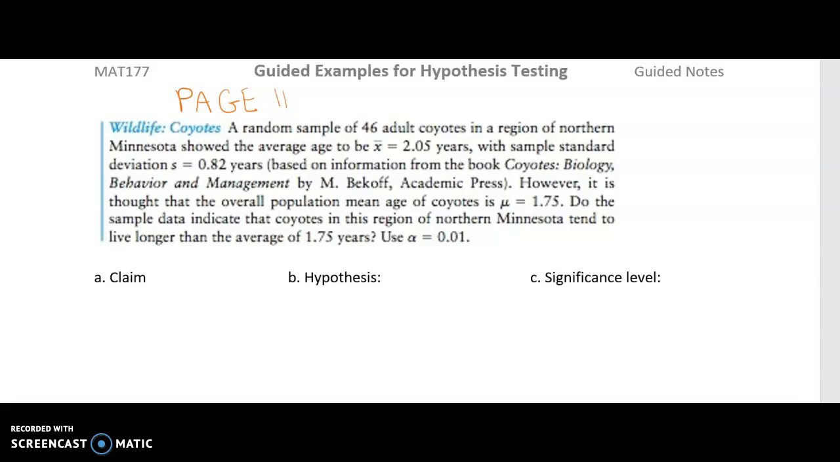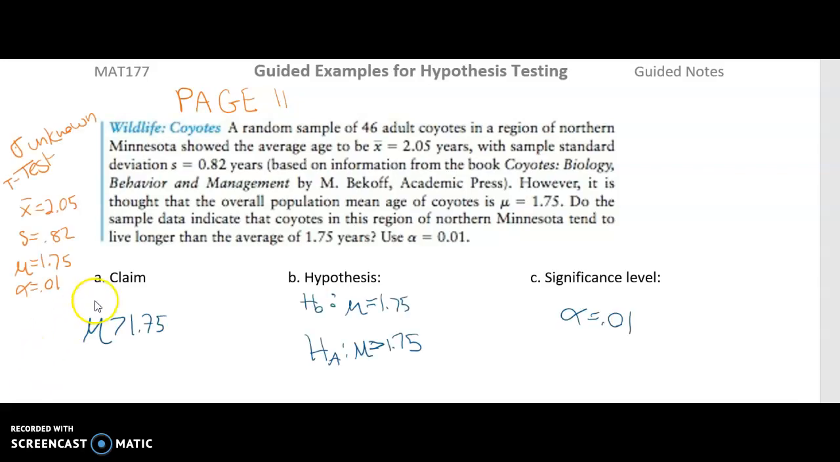You can note here that sigma is unknown. You can see I've listed the claim as mu is greater than 1.75. The null hypothesis is mu is 1.75. The alternative hypothesis is mu is greater than 1.75. And our significance level is 0.01. I listed the important information to the side, and I determined I'll be using a t-test since sigma is unknown.